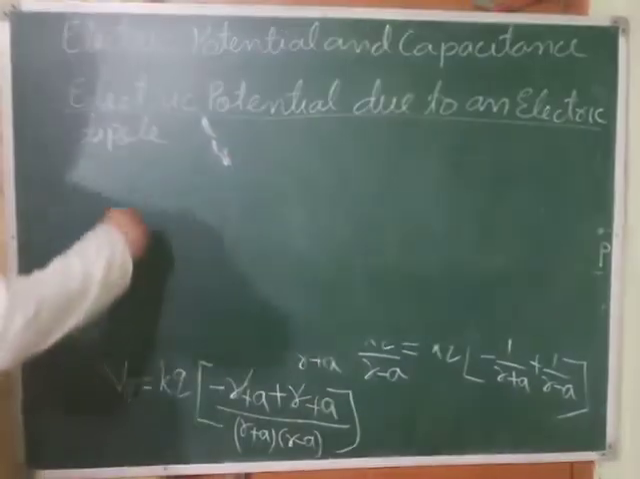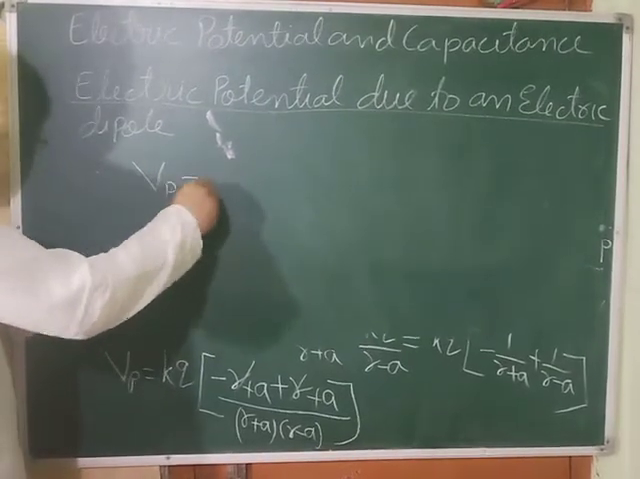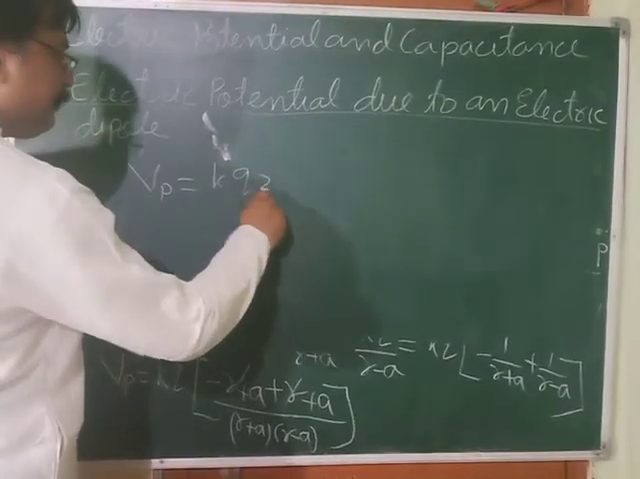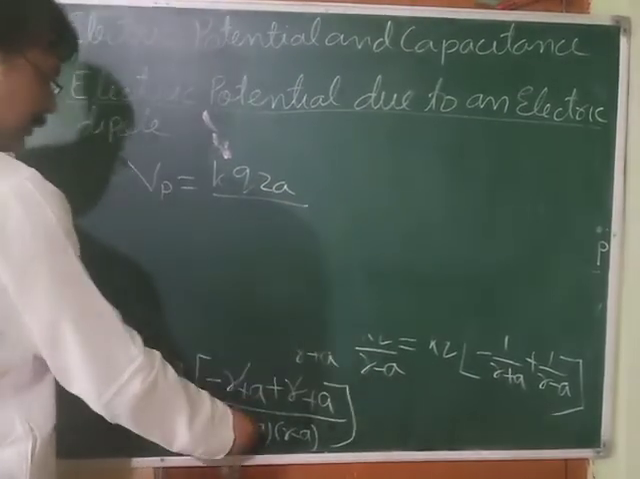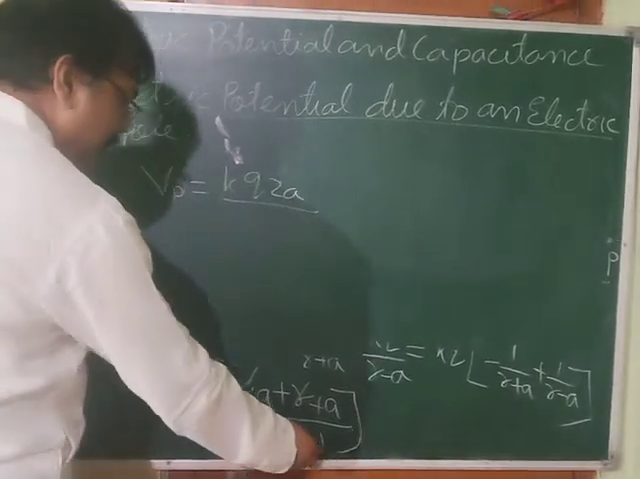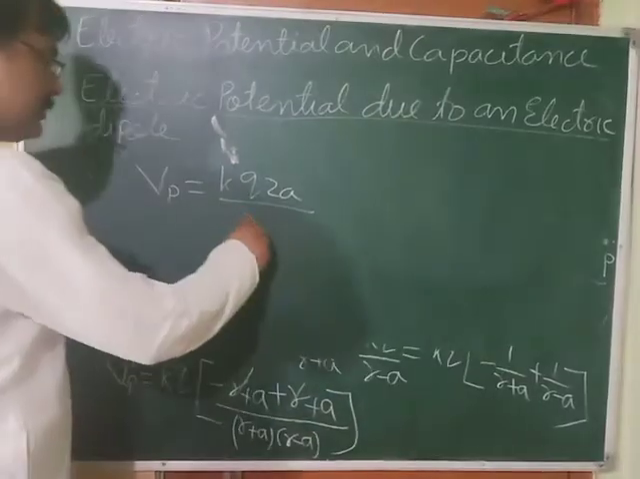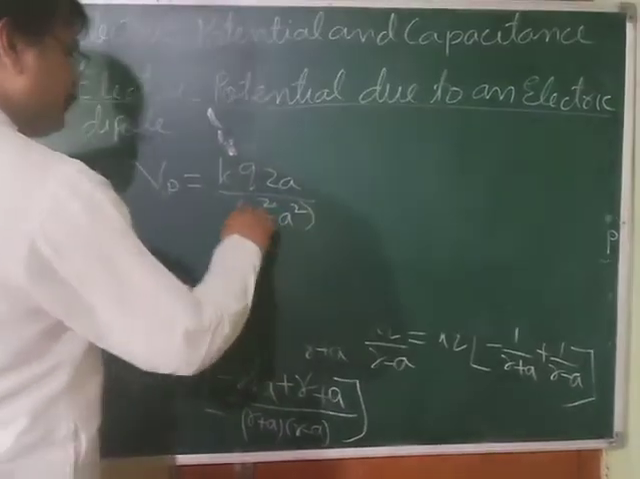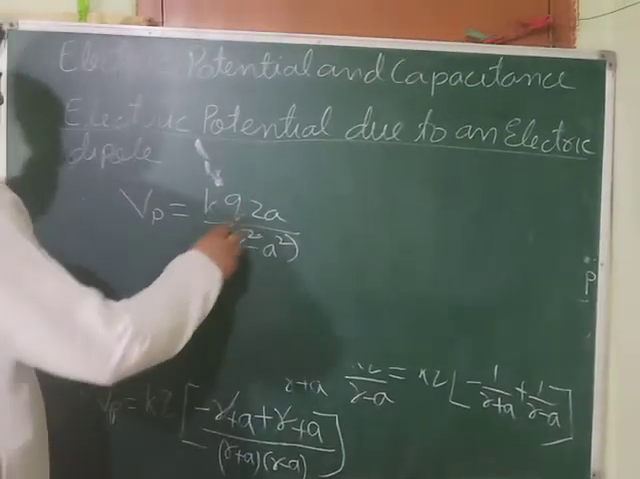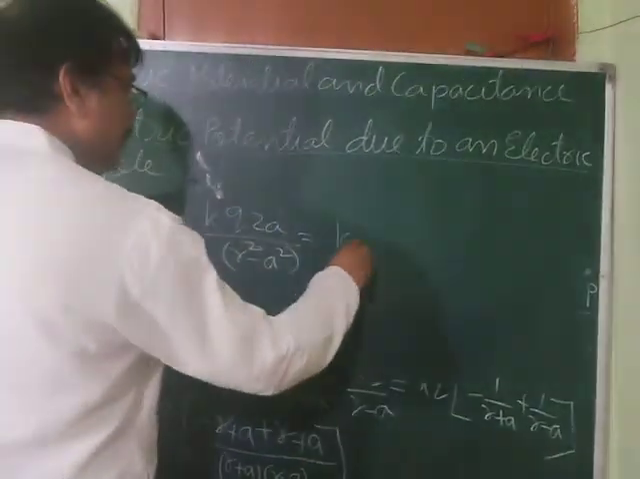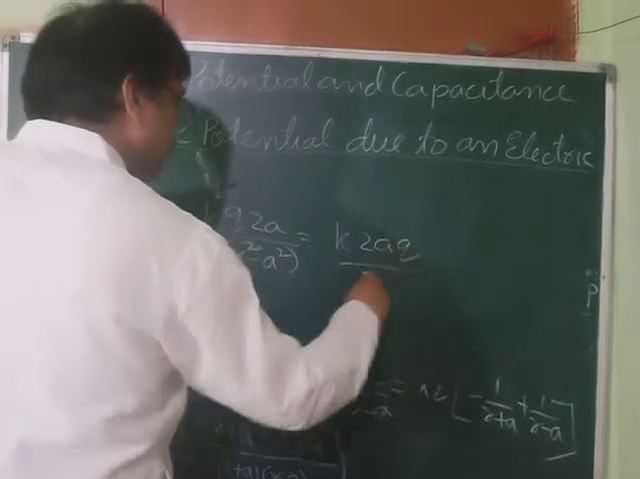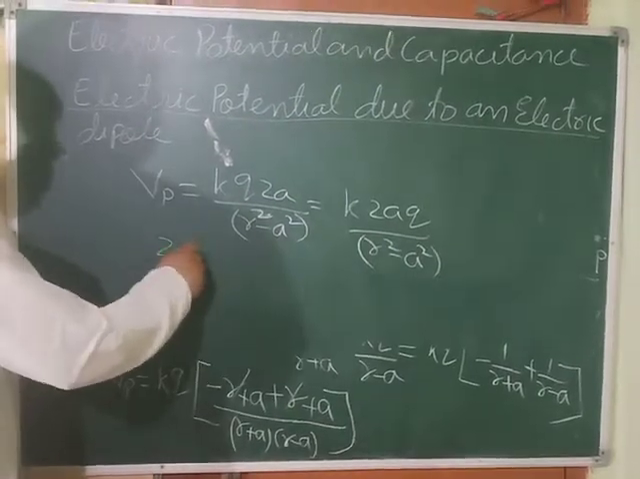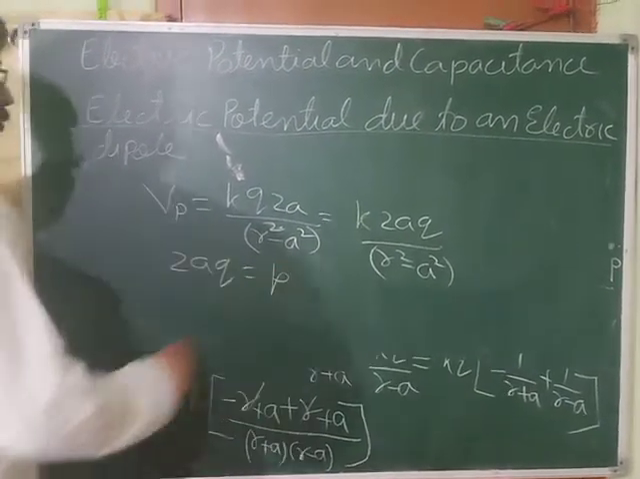Now see, Vp is what? It is K, Q, A plus A is 2A, upon R plus A into R minus A. That is, A plus B into A minus B, so it is R square minus A square. That's what we are going to get. Can we write it like this? It is K 2AQ upon R square minus A square. Any problem in this? No. But 2AQ is equal to the electric dipole moment P.